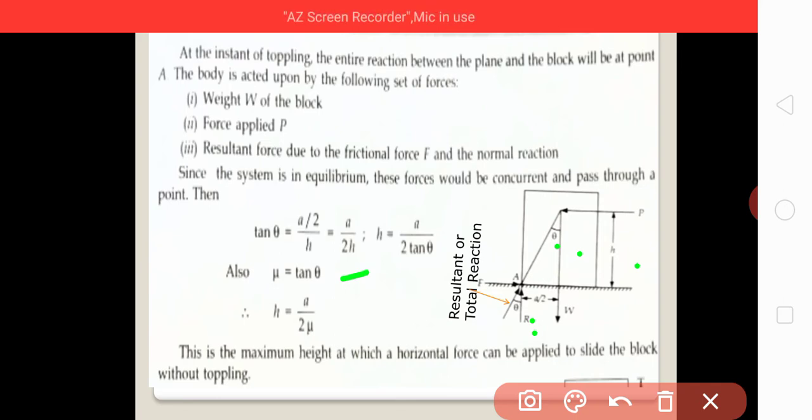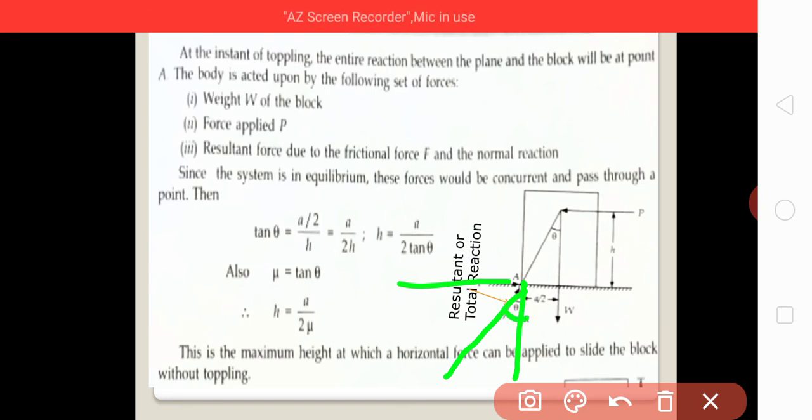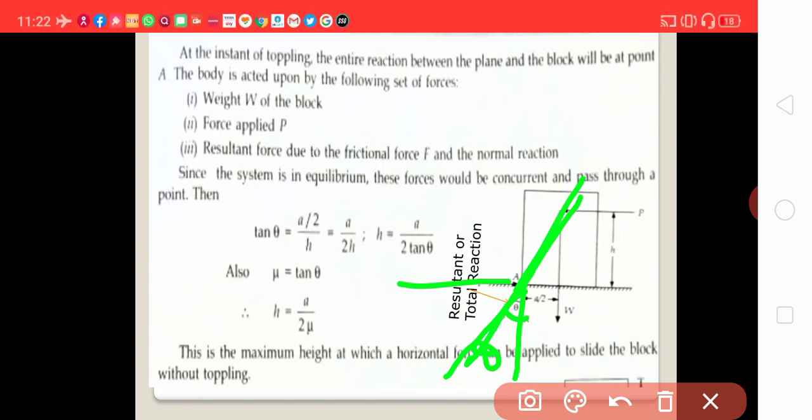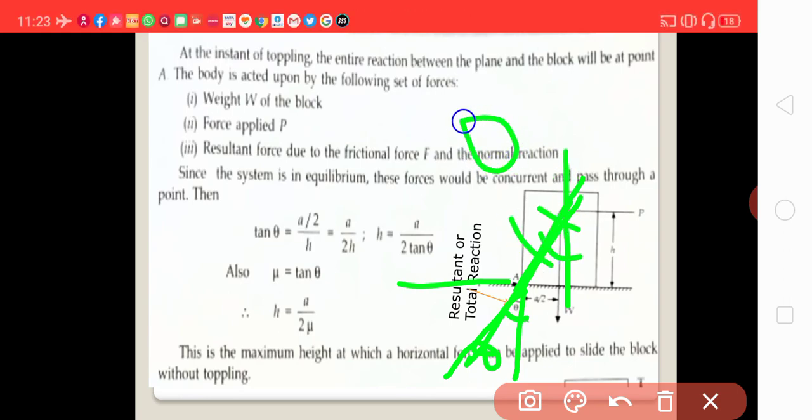Now, again consider this point. This is the frictional force, this is the normal reaction, or this is the resultant force or total reaction, making an angle of theta with the normal. And this is the straight line going and cutting this weight line at this point. Hence, this angle will also be theta.